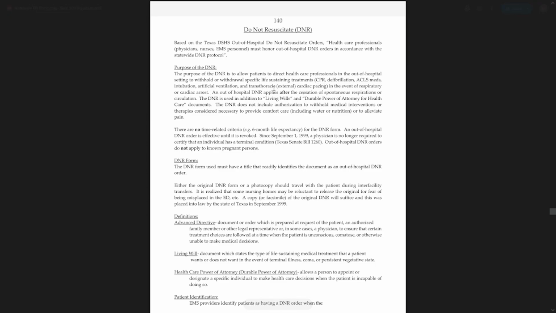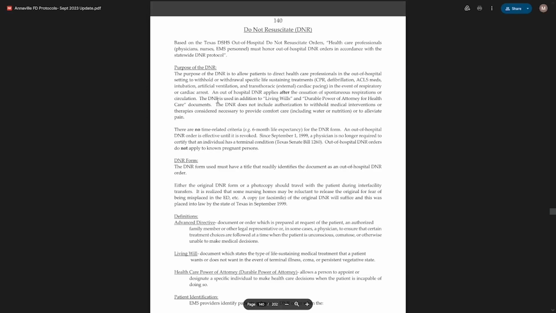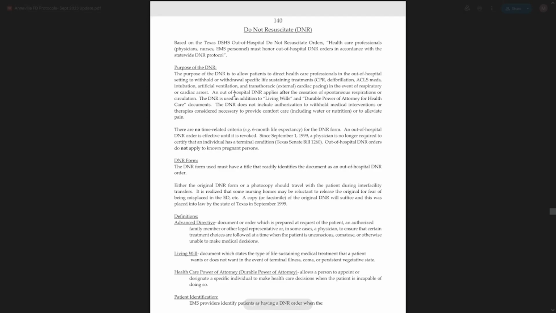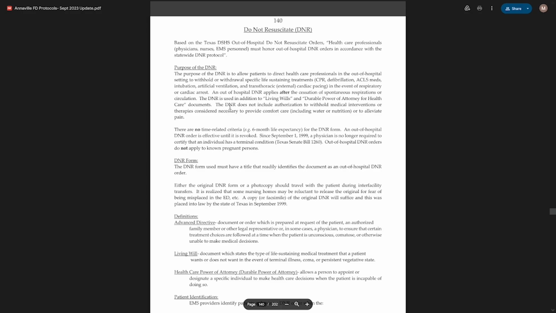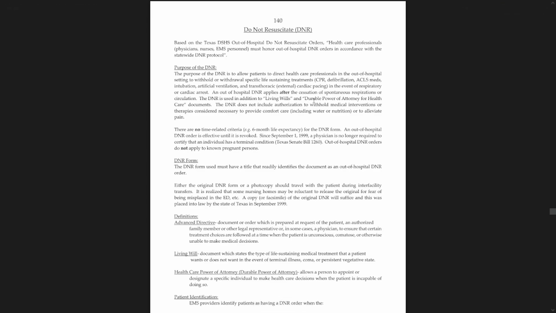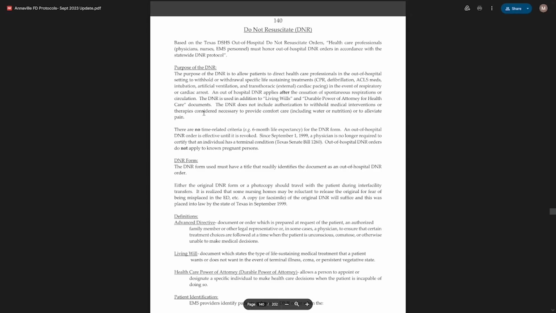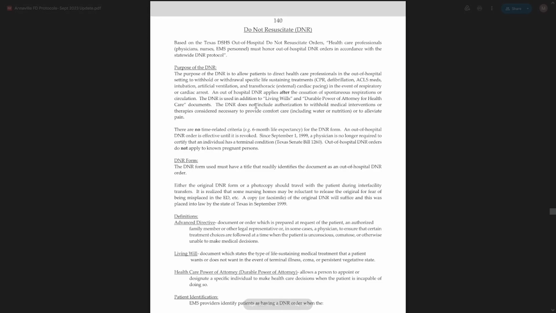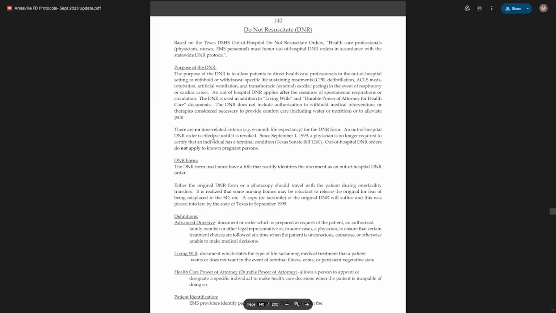An out-of-hospital DNR applies after the cessation of spontaneous respirations or circulation. The DNR is used in addition to living wills and durable power of attorney for health care documents. The DNR does not include authorization to withhold medical interventions or therapies considered necessary to provide comforting care, including water or nutrition, or to alleviate pain.